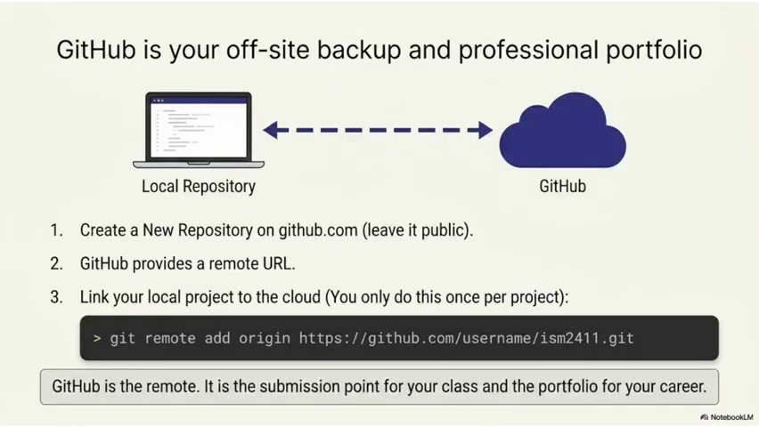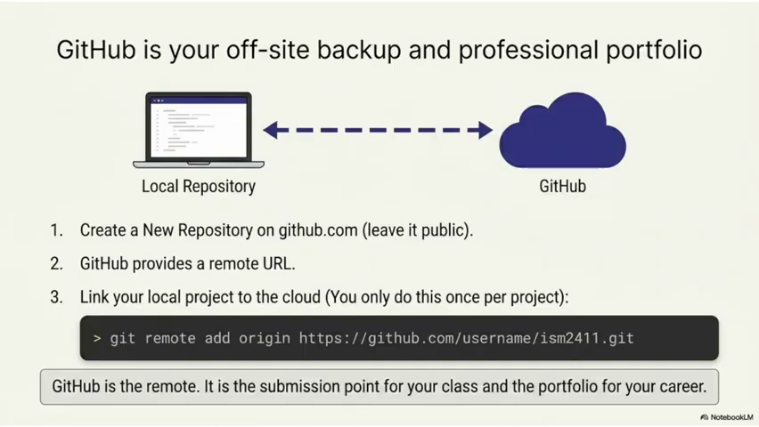Git push uploads your local commit history to GitHub, syncing your photo album on your laptop to the cloud backup. The first push requires the upstream flag: git push -u origin main. The -u here sets up the tracking relationship so future pushes only require git push with no additional flags. After the first push, every subsequent push is simply git push. One command, 2 words.